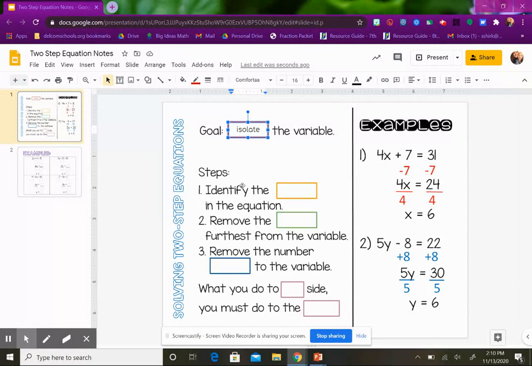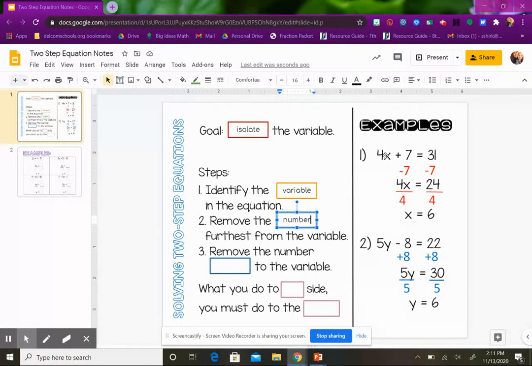So the first thing that I suggest is to identify the variable in the equation. So know what you're working with. So if you're looking at this one over here, x is my variable, and on the left side of the equal sign, I have a 4 and a 7, and I need to get rid of them. So the first thing that you will get rid of is the number you're going to remove that's furthest from the variable. And so on this example, I have 4 and x. Kind of see how they're closer together. That operation is multiplication. And I have plus 7.